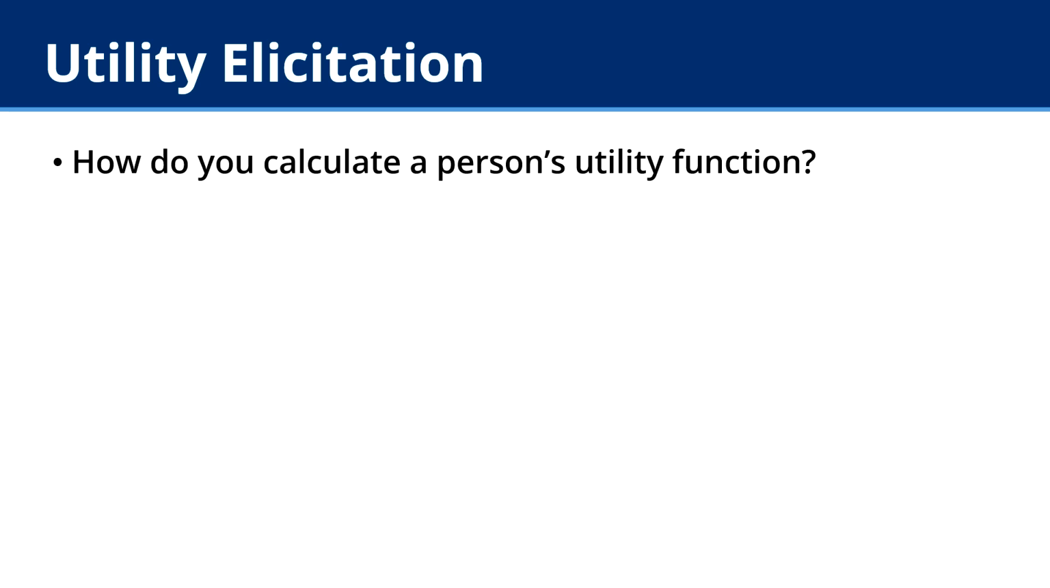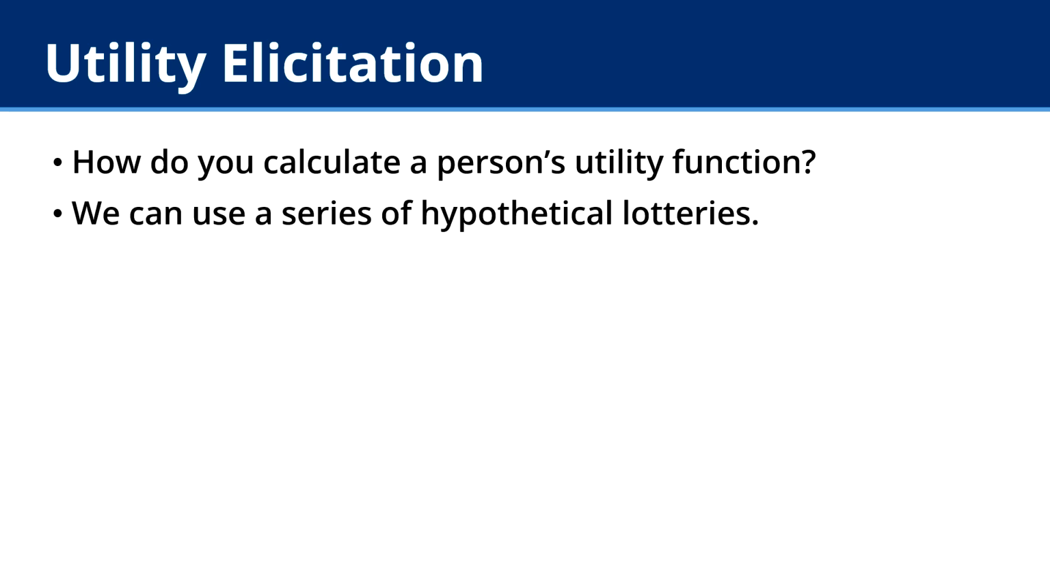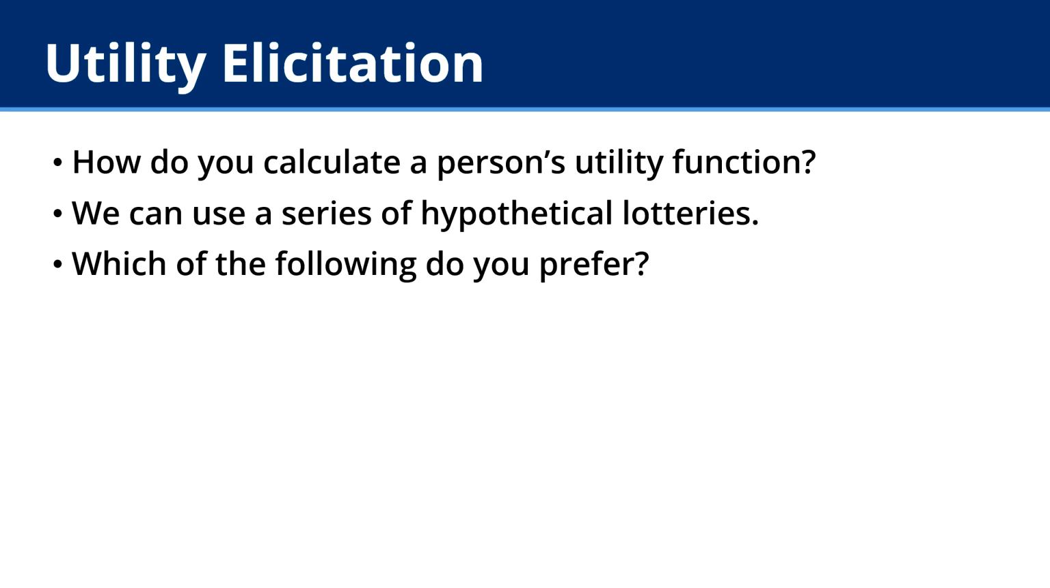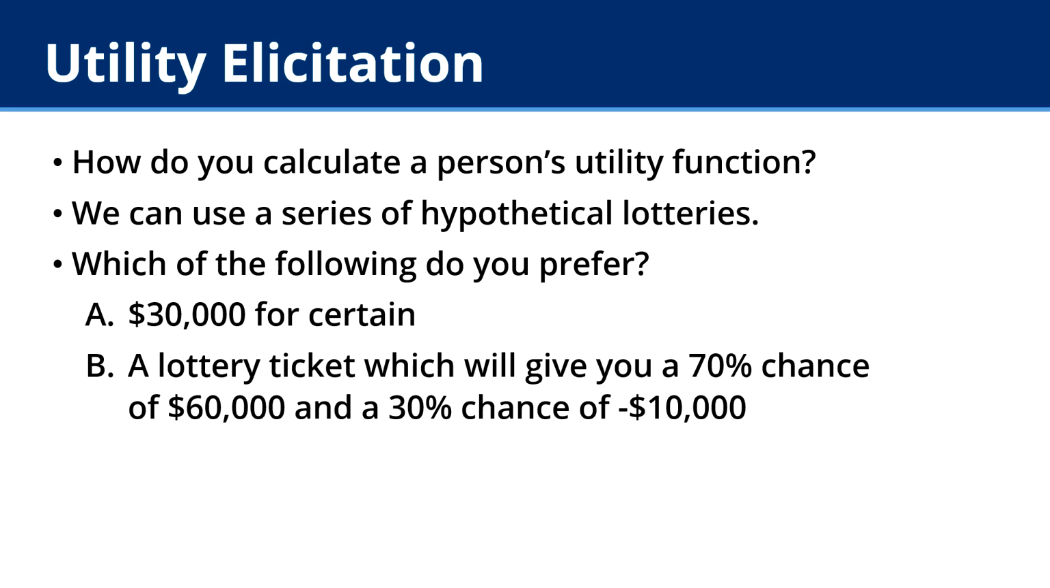To keep it very simple, we're going to use a very simple technique here. We're going to use a series of hypothetical lotteries to reveal a person's preference. So I'll jump right to an example. Which of the following do you prefer? Option A, which is a $30,000 guarantee, or option B, a lottery ticket which gives you a 70% chance of $60,000 and a 30% chance of losing $10,000?